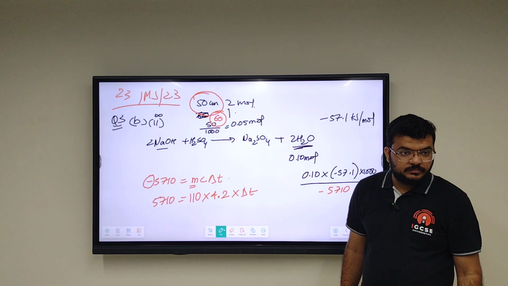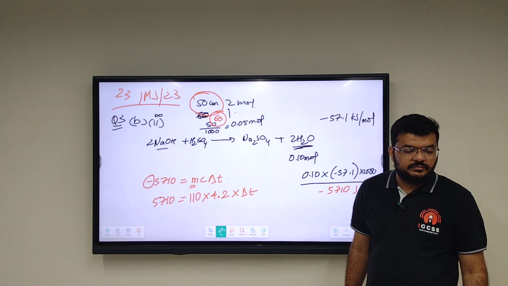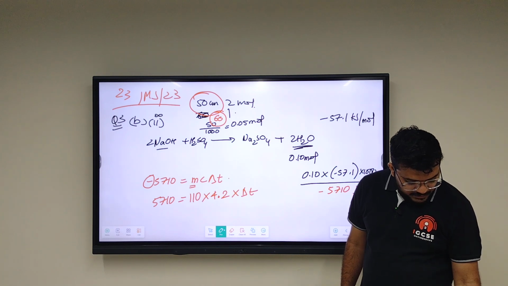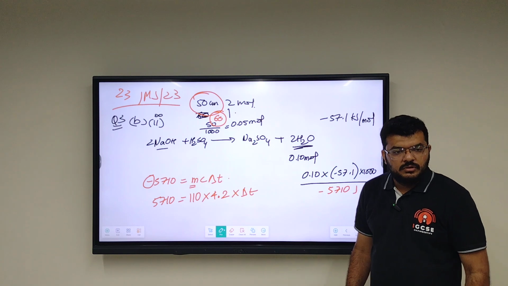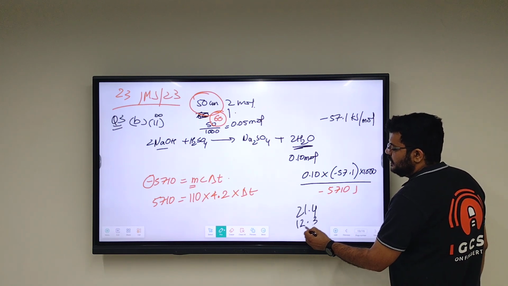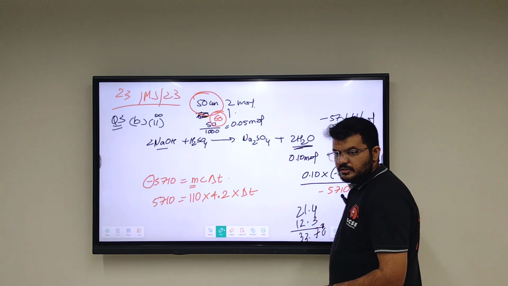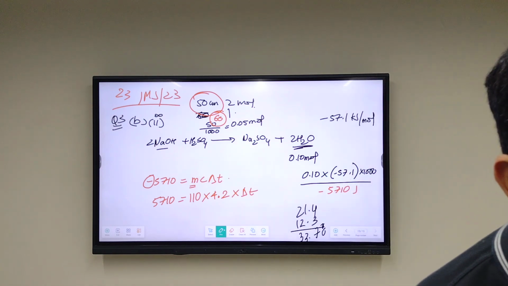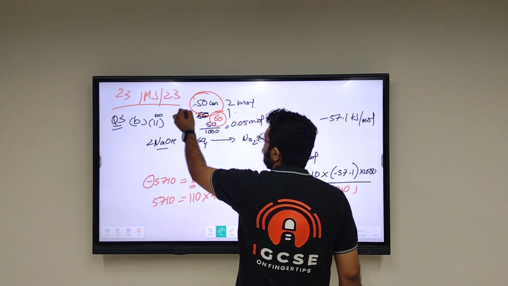So what is the initial room temperature? How much will delta T be? 12.35. Look, the question says both solutions have a temperature of 21.4. So 21.4 plus 12.3 is 33.7 degrees Celsius. I did something wrong. How did 110 come? Listen to what I am saying.